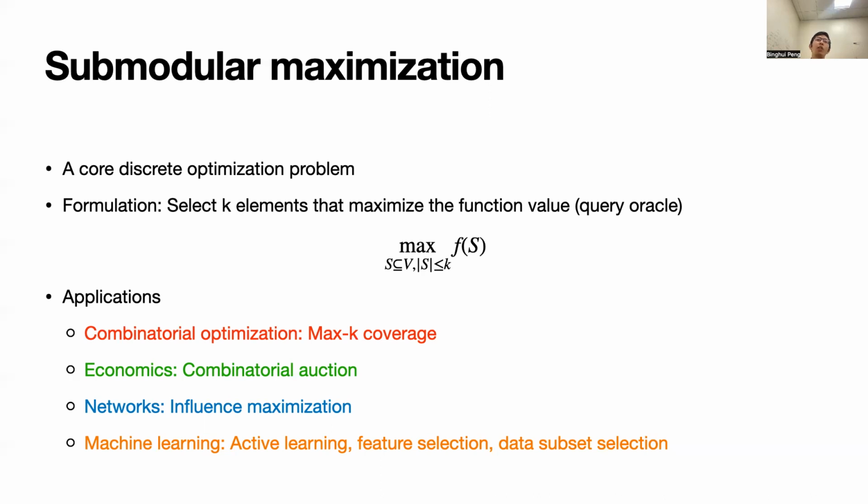And also it has applications in the social network domain, where a canonical problem is the influence maximization problem, where the goal is to select a subset of users over a social network that has the largest possible influence. And the influence function under many cascading models is submodular, so one can use techniques from submodular maximization. Also, more recently, submodular maximization has found many applications in machine learning, like active learning and unsupervised learning tasks, like feature selection and data subset selection.